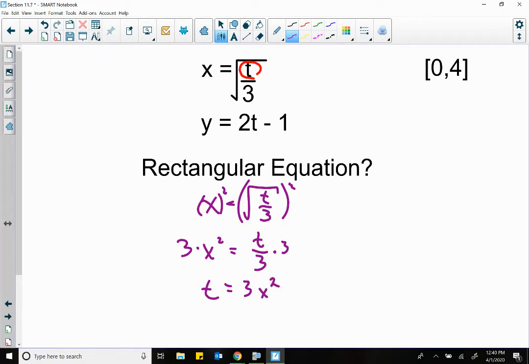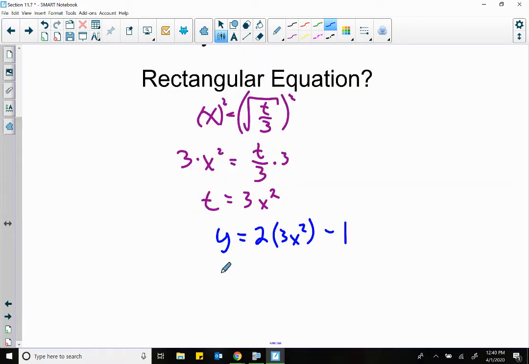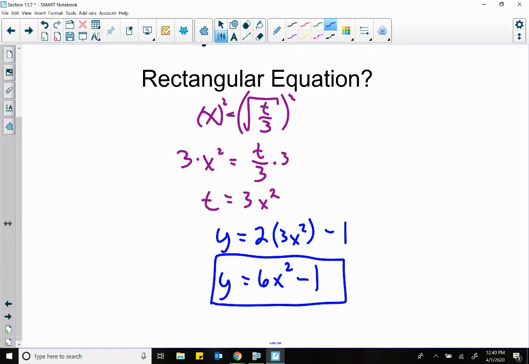So now you know what t is. Take this and plug it into the other equation. So y equals 2 times 3x squared minus 1. y equals 6x squared minus 1. And there's the equation, and now you're done. See, nothing crazy, I promise you.